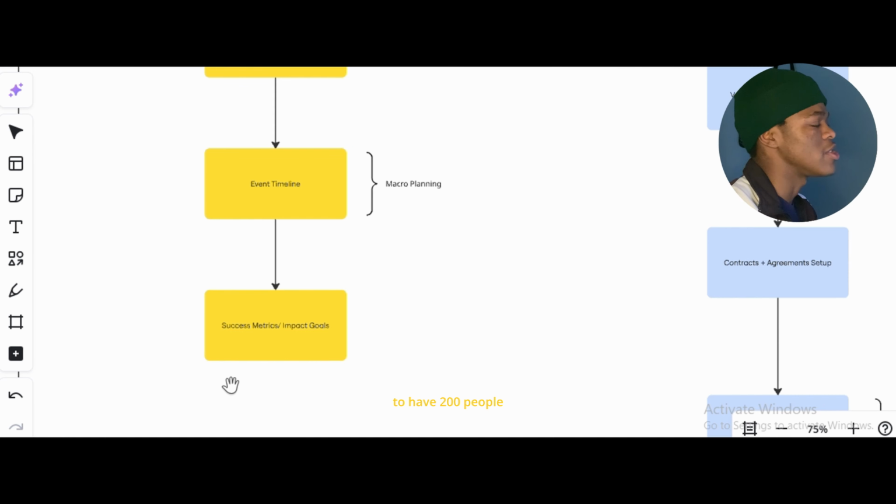If our goal is to have 200 people, and 200 people actually show up, that means it was successful. This is where we define what a successful event actually is, whether it's a financial goal, a community-based goal, or how many people actually came. This is where we define our success for each event.